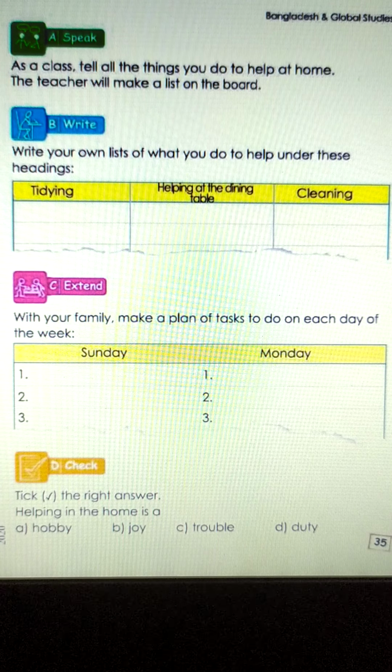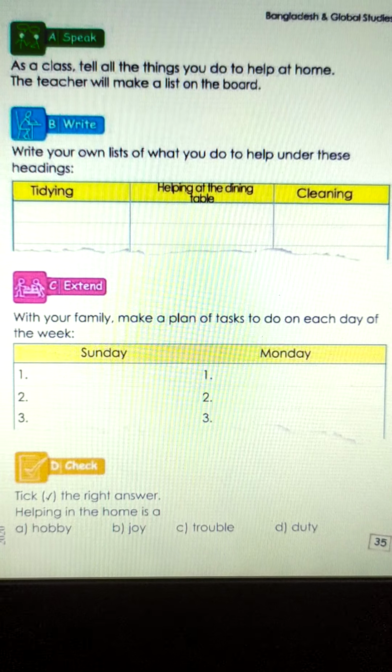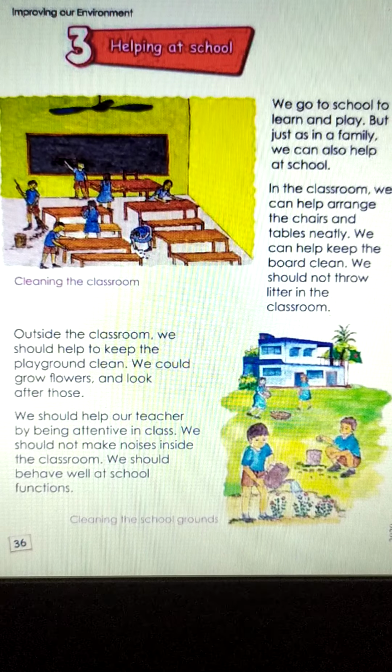Now go to page number 36. Topic number 3, helping at school. When you go to school, here you can also help. Like we go to school to learn and play. But just as in a family, we can also help at school.